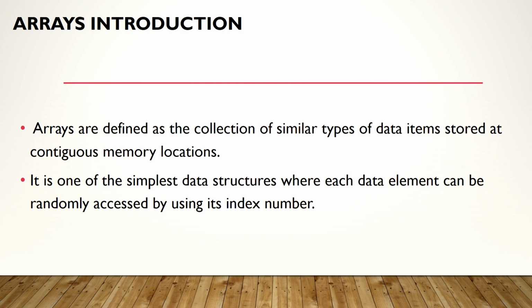Arrays are defined as the collection of similar types of data items stored at contiguous memory locations. It is one of the simplest data structures where each data element can be randomly accessed by using its index number. In C programming, they are derived data types that can store the primitive type of data such as integer, character, double, float, etc.